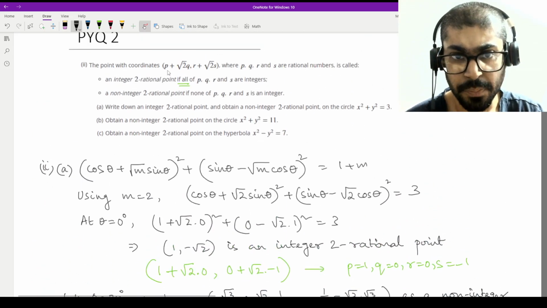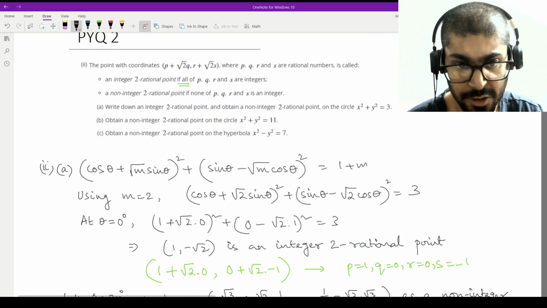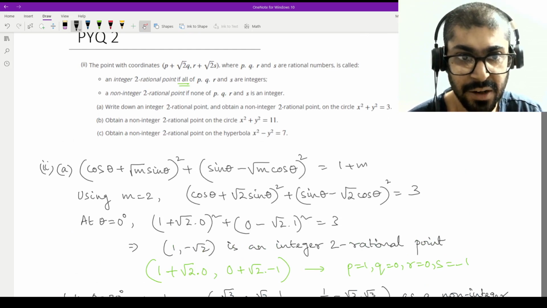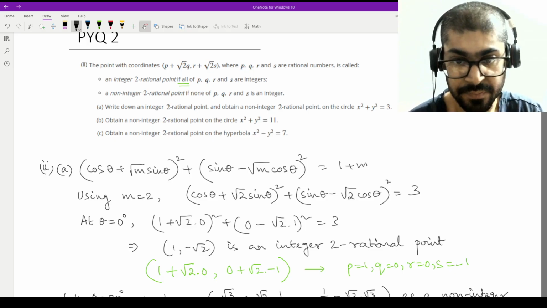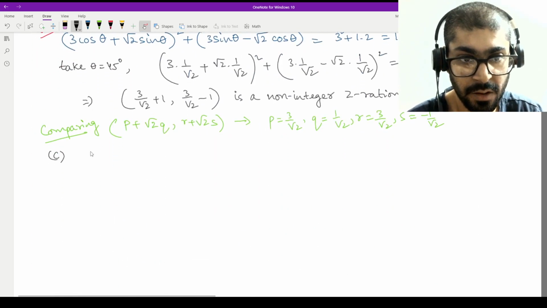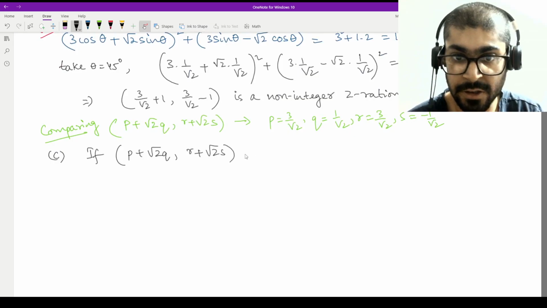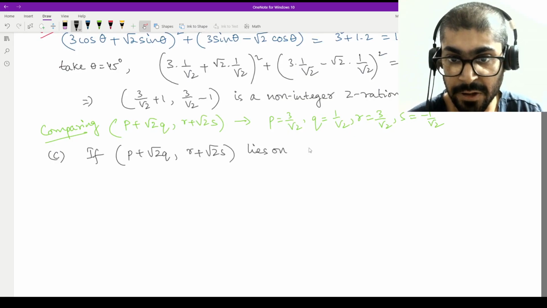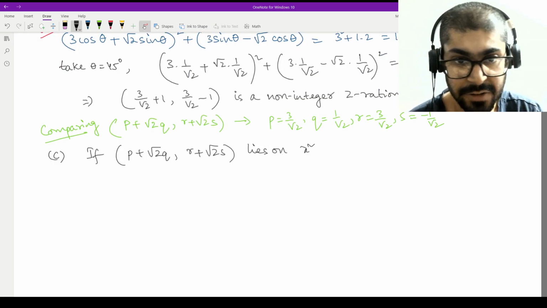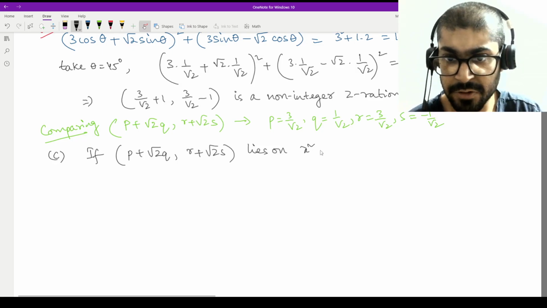algebraic form. So p plus root 2q, if we want that to be our solution, then how would we go forward? If p plus root 2q comma r plus root 2s lies on x square, what was the equation? X square minus y square equal to 7.